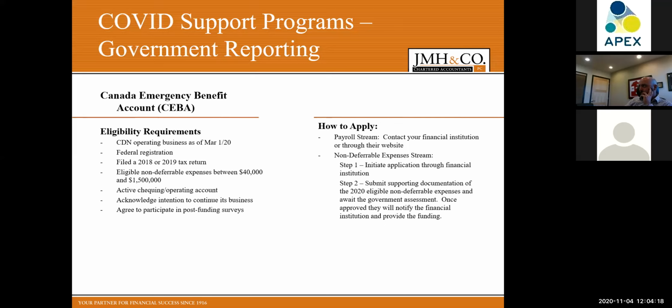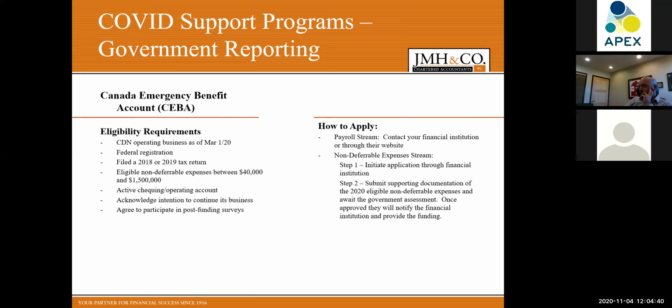The initial way that this program was set up is you had to have $50,000 worth of payroll in order to qualify for this loan. The eligibility requirements should be on your screen there. You had to have a Canadian operating business effective March 1st, 2020. You had to have a federal business number registration. You had to have filed a 2018 or 2019 tax return.